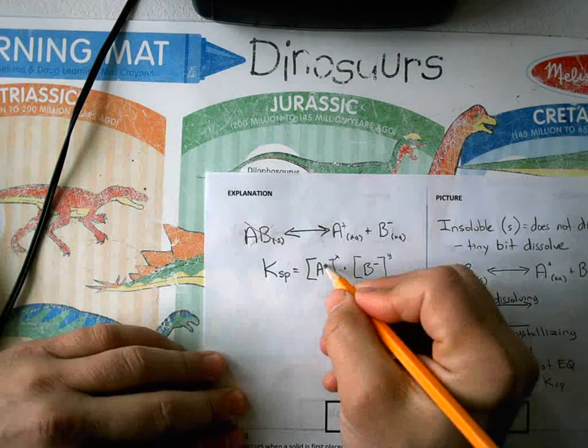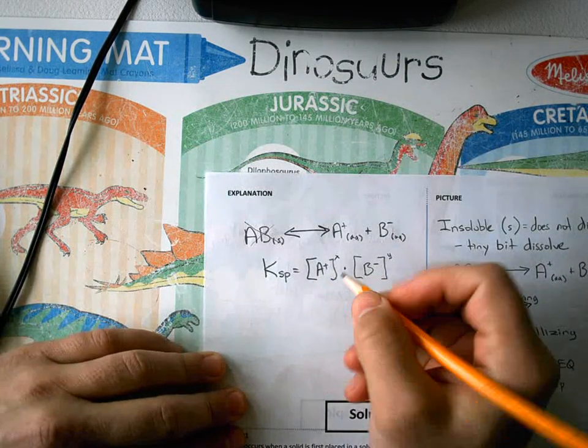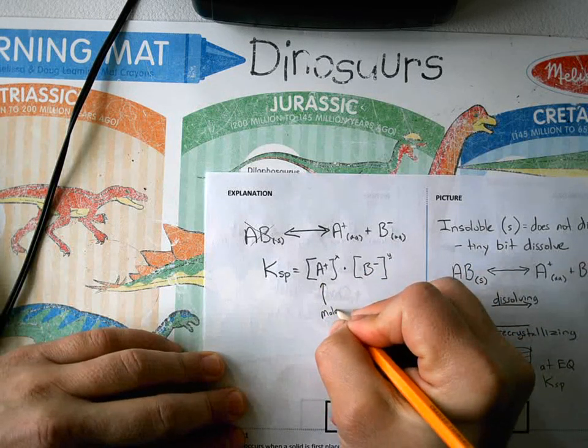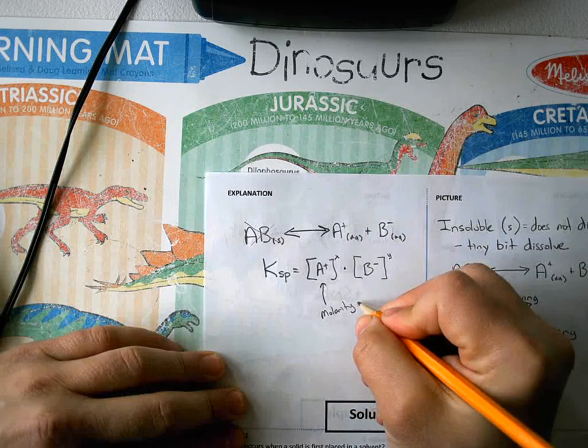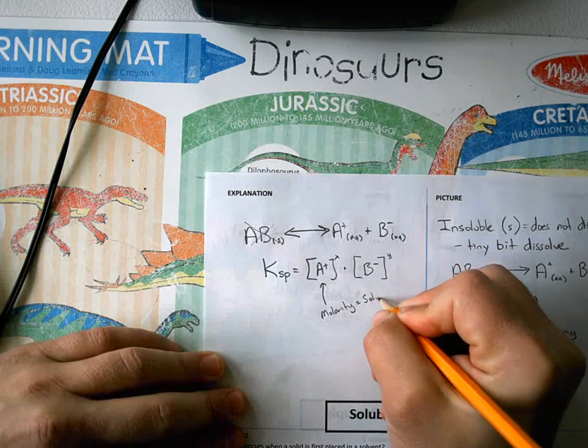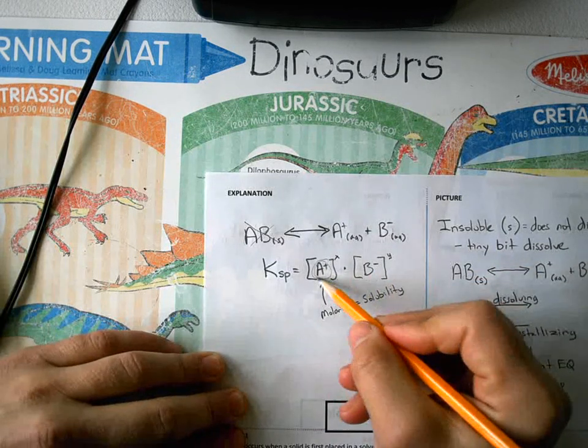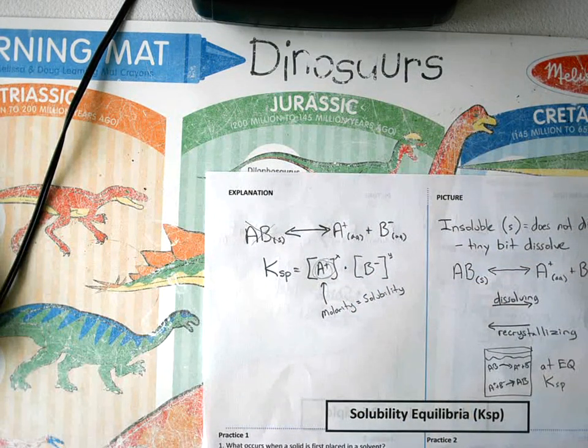Now, since I have these brackets, this means this unit would be in molarity, and in this unit, when we say molarity, it often talks about what is the solubility of it. So if it ever asks what is the solubility, it's looking for this value right here.